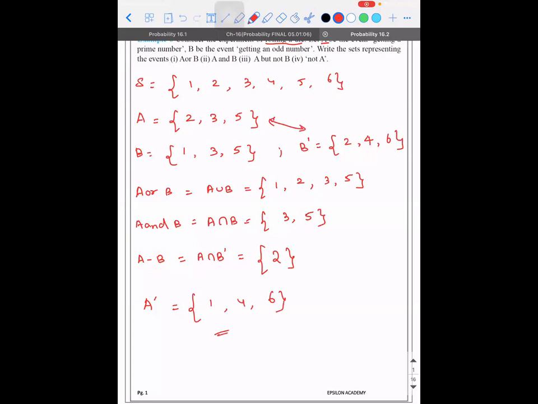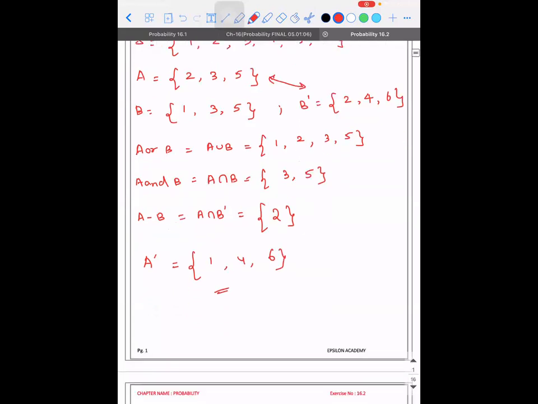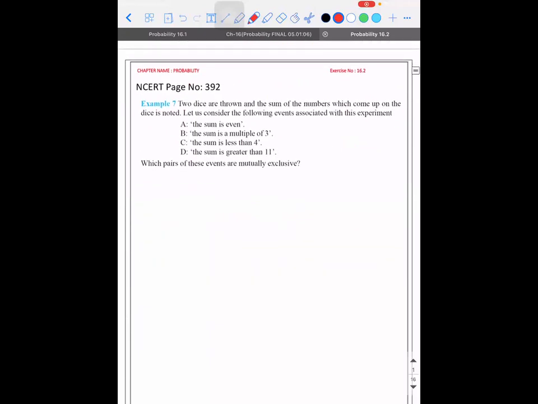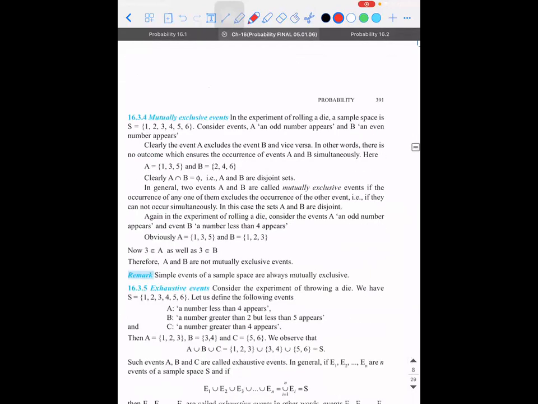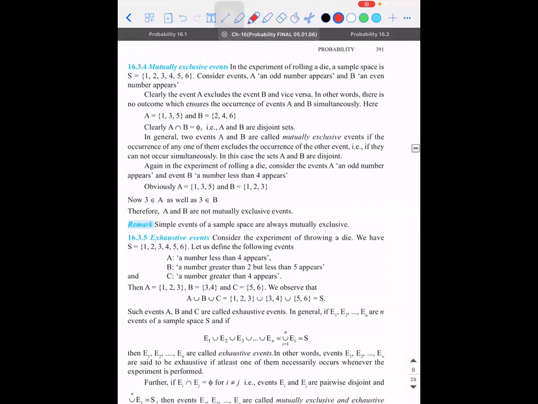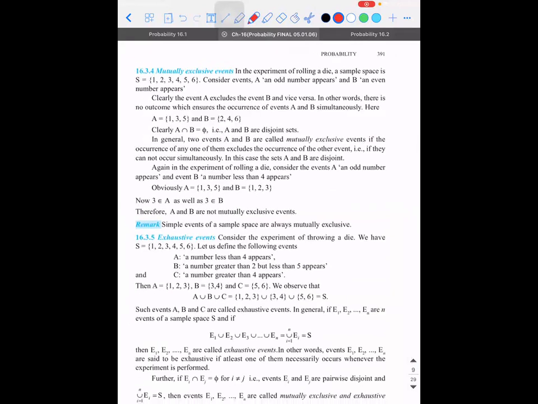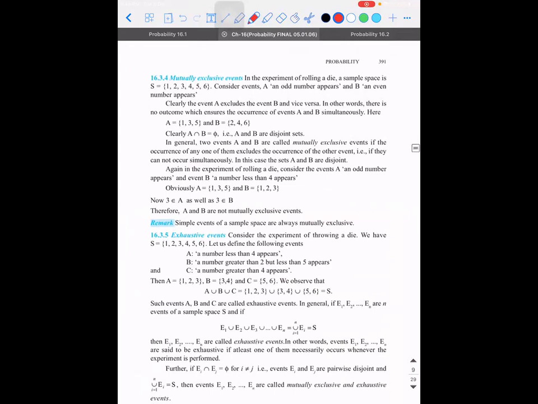Are you clear? So that's all about these basic operations. Next comes two important types of events, called mutually exclusive and exhaustive events. So let's try to understand what they are.